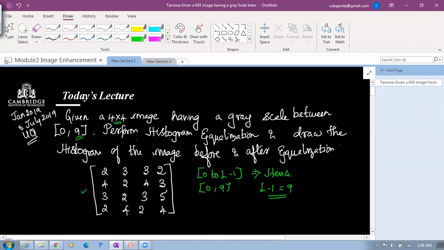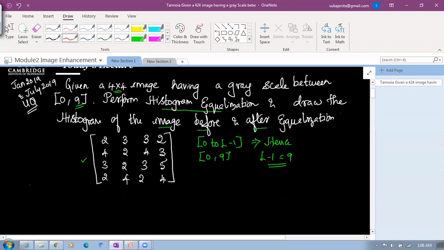And let me continue reading this question. Perform histogram equalization and draw the histogram of the image before and after equalization. So we have to perform histogram equalization and we have to draw the histogram before and after equalization for a given image segment. So let us solve this problem. Solution. So let me write the given data.